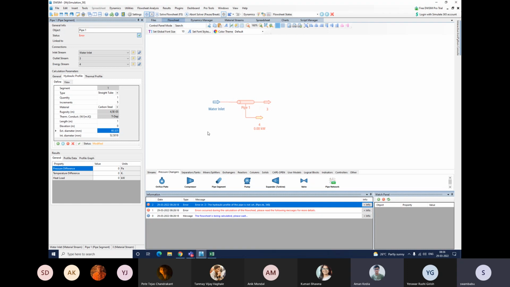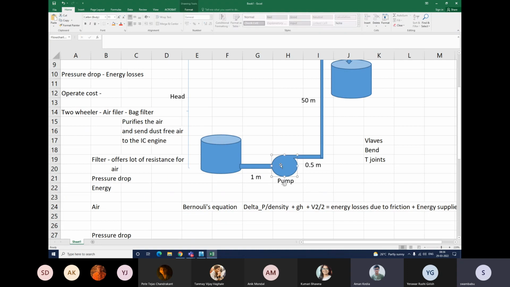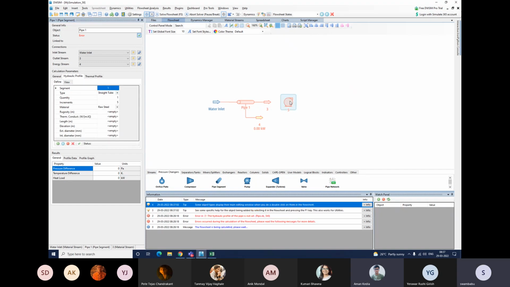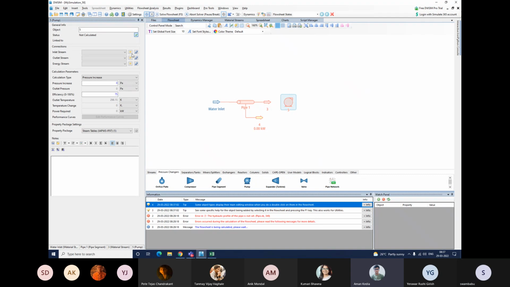So now this is the pipe one. After the pipe one, I need to introduce a pump. I need to join a pump here. So I will drag and drop the pump. So this is the pump.